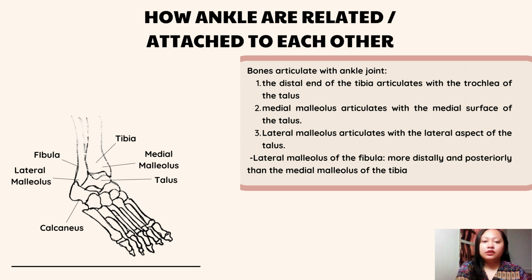The bones that articulate with the ankle joint are the distal end of the tibia, which articulates with the trochlea of the talus, and the medial malleolus articulates with the medial surface of the talus. And lastly, the lateral malleolus articulates with the lateral aspect of the talus, where the lateral malleolus of the fibula is more distal and posterior than the medial malleolus of the tibia.